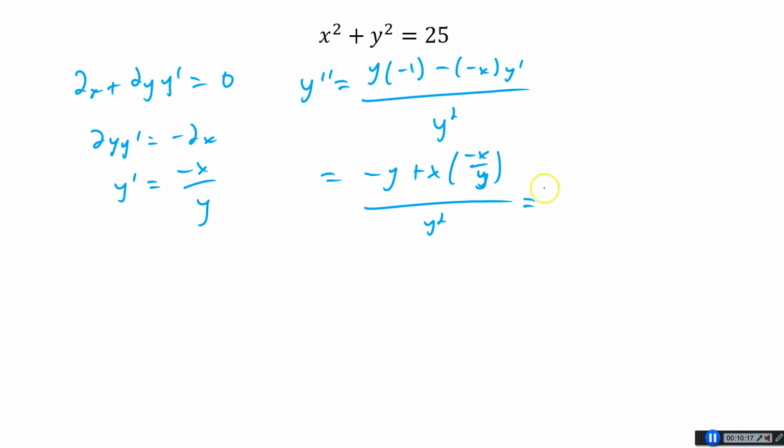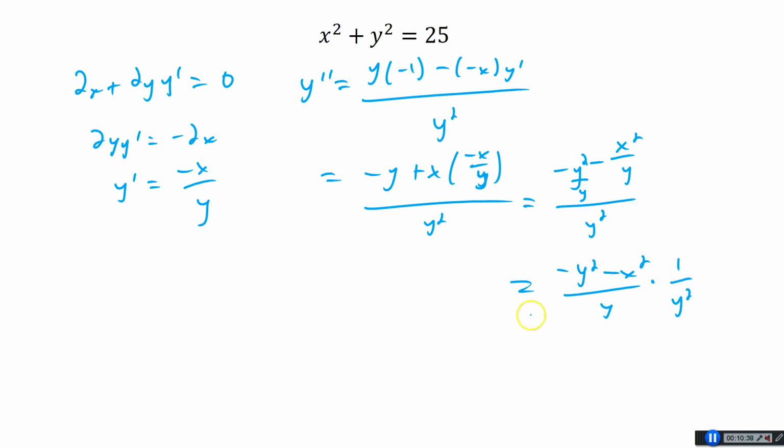So we have negative y minus x squared over y, divided by y squared. I'm going to get a common denominator on the top, so I'm going to make this y squared over y. So now we have negative y squared minus x squared over y, and I'm going to slide that off, so we have multiplied by 1 over y squared. I'm going to factor out a negative from the top and come over here. So we have negative x squared plus y squared divided by y cubed.